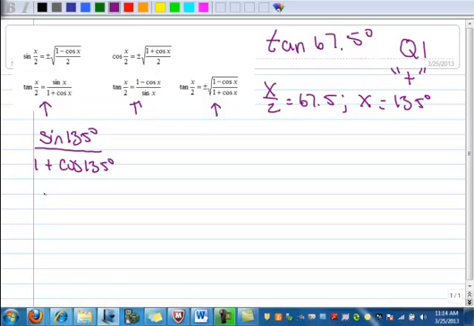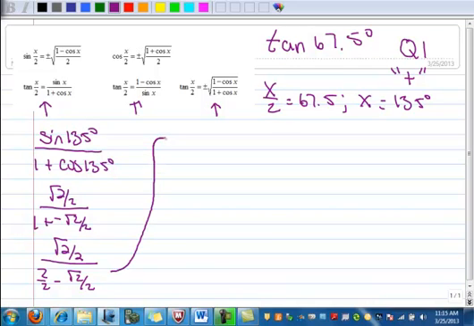Let me work down. So that's going to be square root of 2 over 2 all over 1 plus a negative square root of 2 over 2. So I can make this 2 over 2 minus square root of 2 over 2. Now let's move up here. The numerator is square root of 2 over 2. The denominator is 2 minus the square root of 2 all over 2.